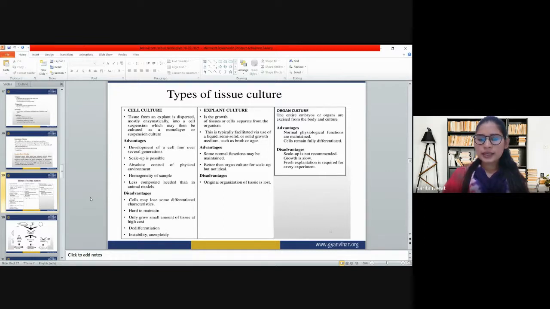It has de-differentiation and instability, aneuploidy is there.